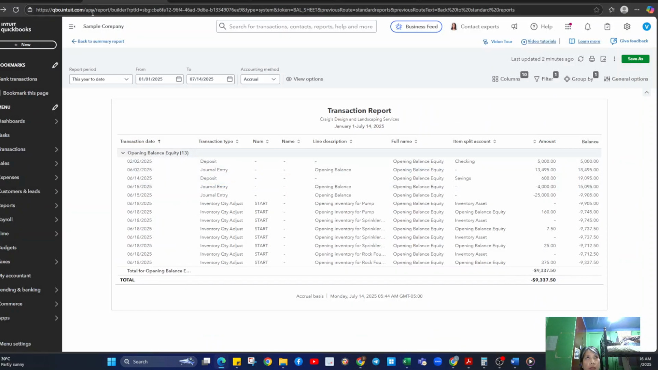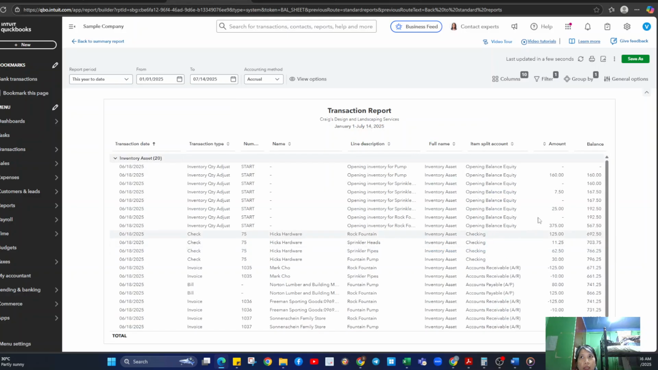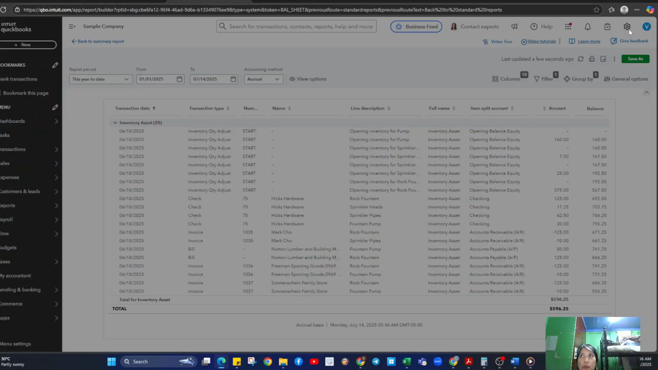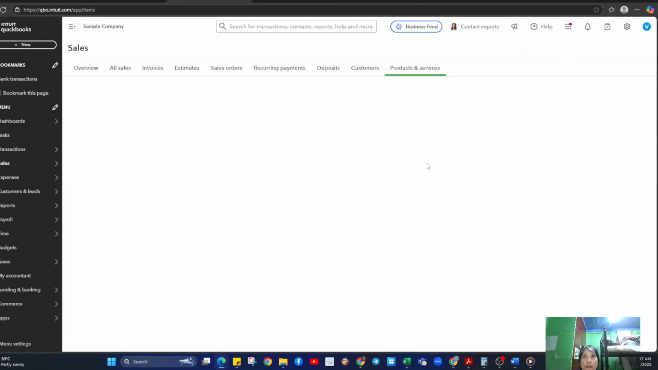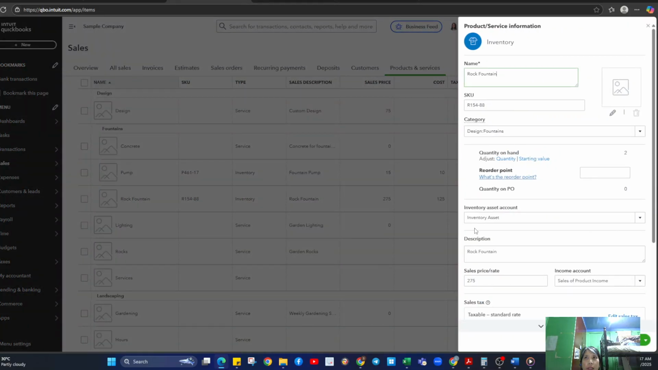For instance, if we go here to inventory, what we'll see here is the running balance of the account. But if we go deeper into what constitutes sprinkler heads, there's no delineation. If we go to products and services, for rock fountain, to make edit, we have here inventory asset account.